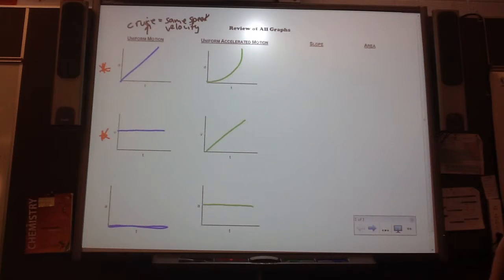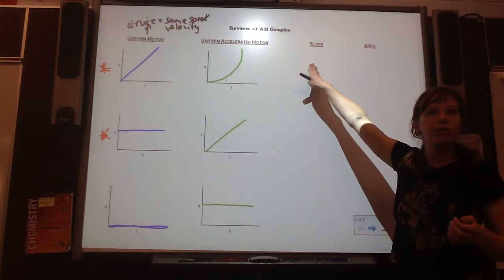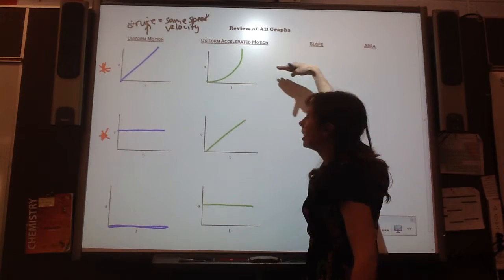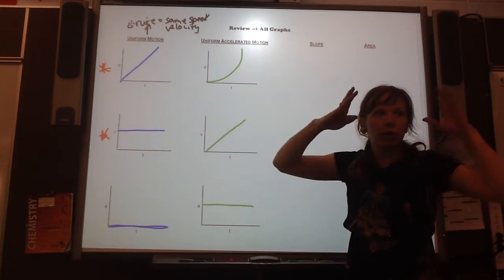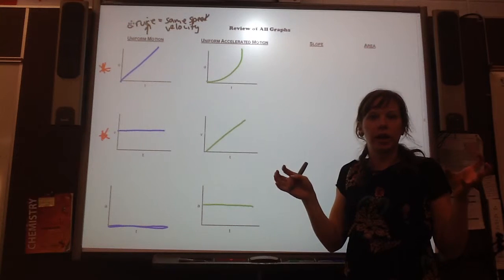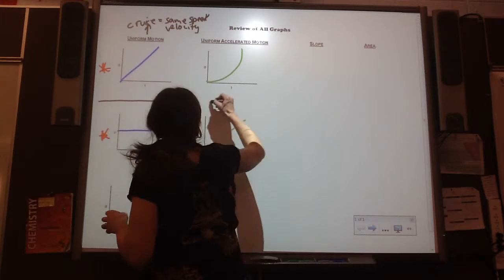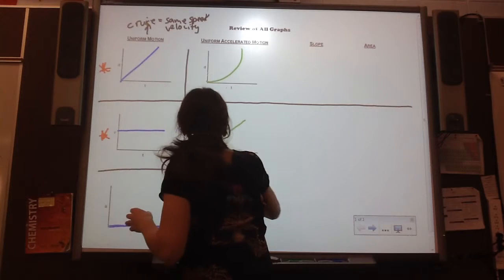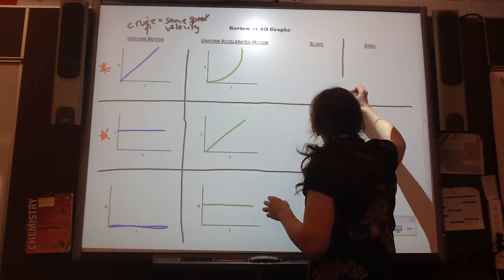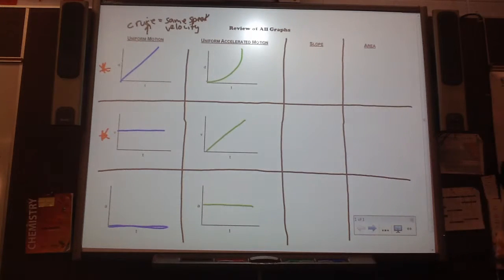So now, to summarize everything we've done, we'll ask: what do we learn from slope and area for a DT graph, and what do we learn about slope and area for a VT graph? Should we make this a chart? Sure, if you like to organize it, you can make it a chart like this, a little bit more concise.